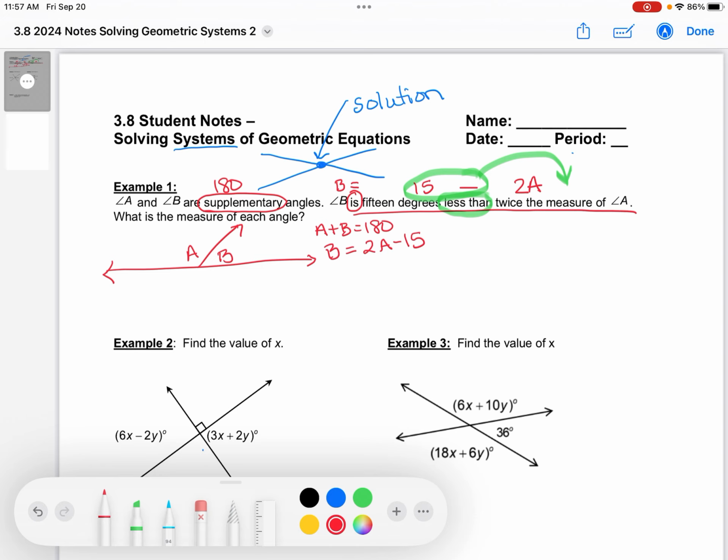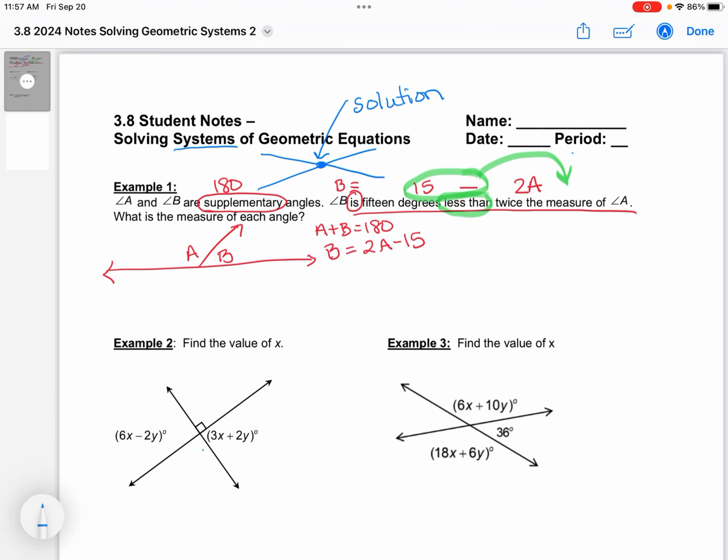Okay, I'm going to use substitution for these, which means I'm going to put one equation inside the other equation and then solve for the variable that's left. Since I already know B equals this, I'm going to put this into the first equation where the B is. So when I write it, I'm going to have A plus (2A minus 15) equals 180. So I put in the 2A minus 15 where the B was, and I put the parentheses just so it would kind of separate it so you would know, oh, that's where angle B was supposed to be. But now I can just solve it.